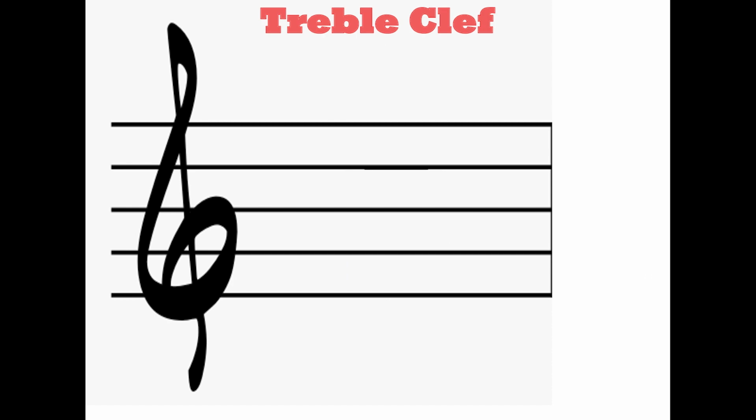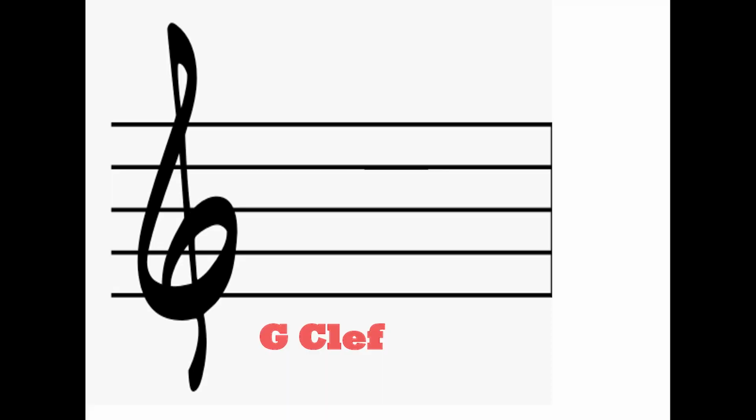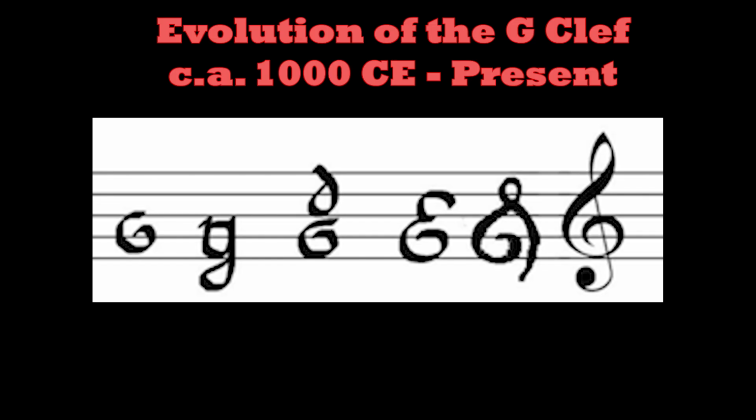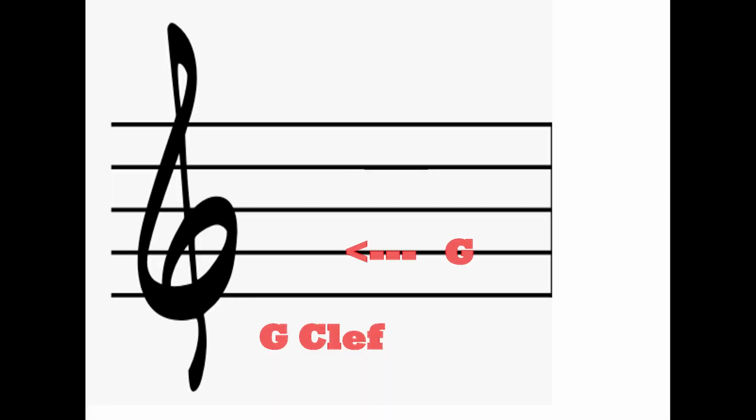The staff requires a clef to define the letter names of the lines and spaces. For this example, we are using the treble clef because it is the most common. Also called the G clef because it started off as a letter G. The curlicue goes around the G line.